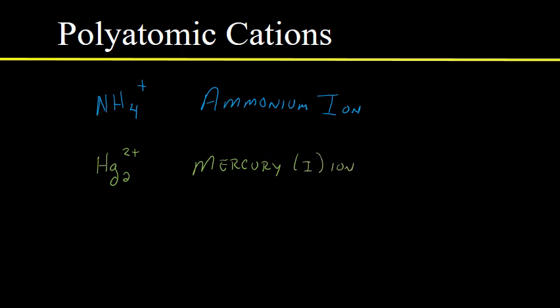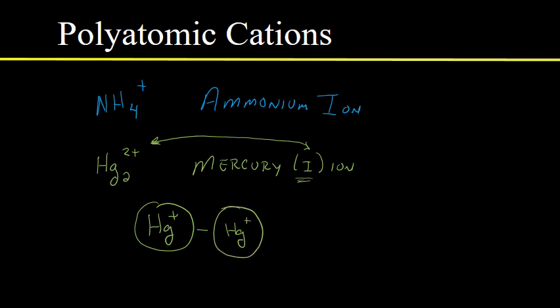a mercury 1 ion. And this seems a little bit confusing because remember before the charge was indicated as a Roman numeral in the name, and here the charge is +2, but we're calling it mercury 1. All right, so why is that? The reason that we're doing that in this case is because the mercury 1 ion is just most stable when it exists in pairs.